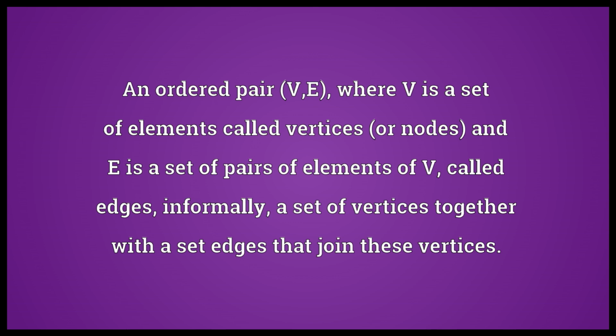An ordered pair (V, E), where V is a set of elements called vertices or nodes and E is a set of pairs of elements of V, called edges. Informally, a set of vertices together with the set of edges that join these vertices.